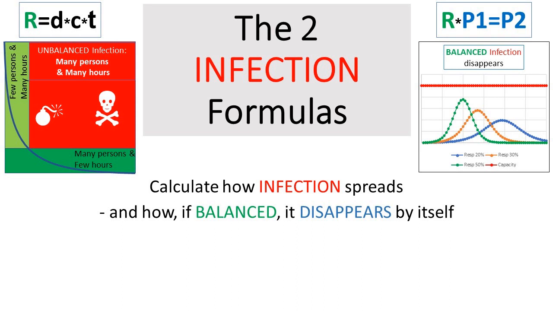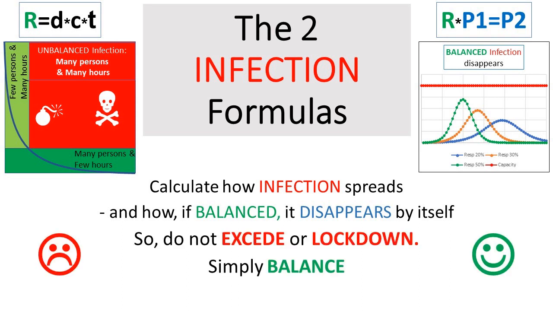The second infection formula is a Hill formula. It tells us that if balanced, the infection will disappear by itself, in a shorter period with higher infection intensity, and in a longer period with a lower infection intensity. Therefore, the message of the two infection formulas is: do not exceed. Do not lock down. Simply balance.